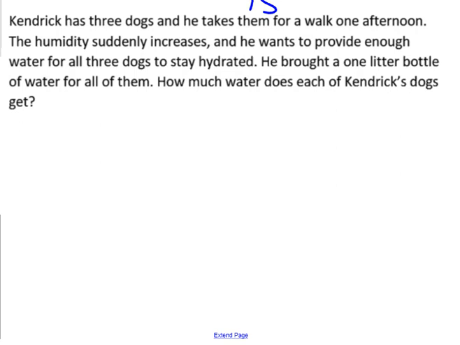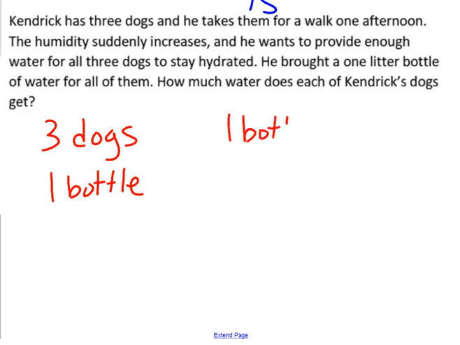So remember, the number that we're dealing with is he has 3 dogs. He has 1 bottle of water. And they have to divide that so that they get the same amount equally. So we'll do 1 bottle divided by 3 dogs. Now, these are both whole numbers. We're dealing with 1 and 3.